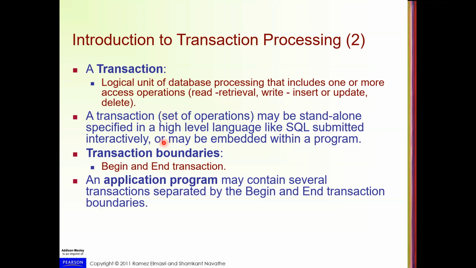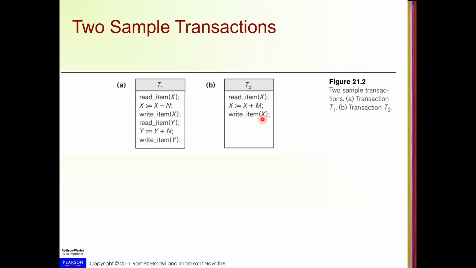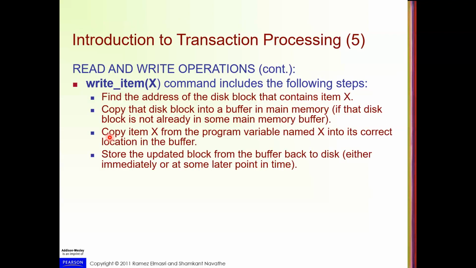We will see one example shortly. For example, here is a transaction T2, which is reading item X and writing item X after making some modifications. This is a simple transaction. A transaction T has some access operations inside it. For example, reading and writing are the two access operations and one manipulation, which is updating the value of X. So here we have three operations: read, update, and write.